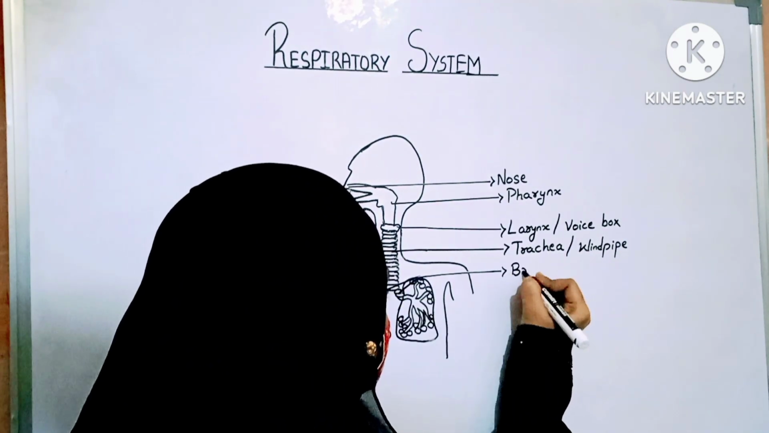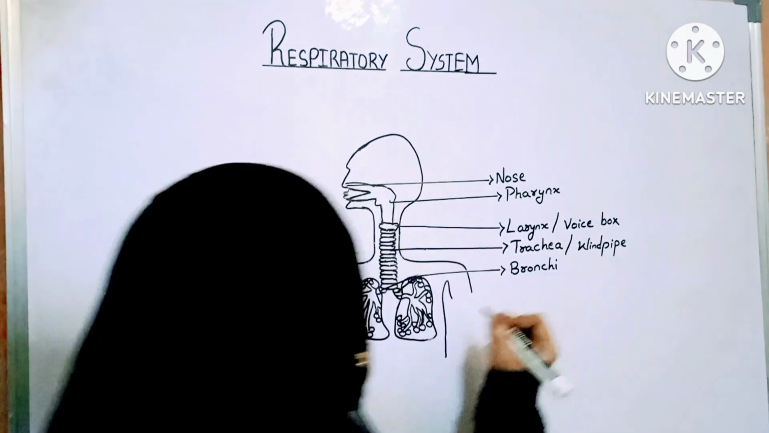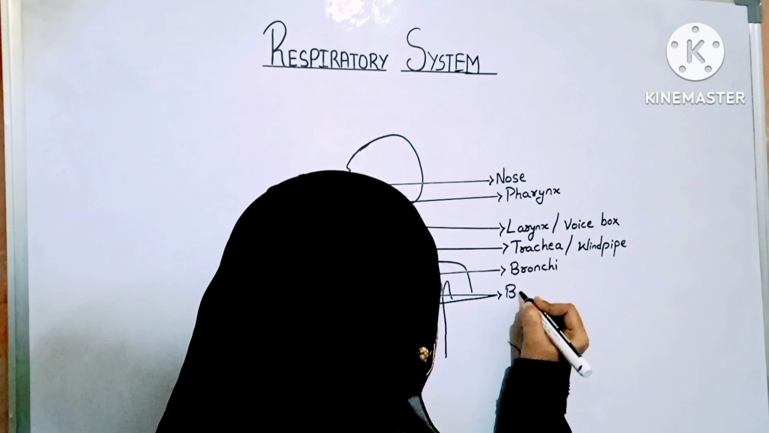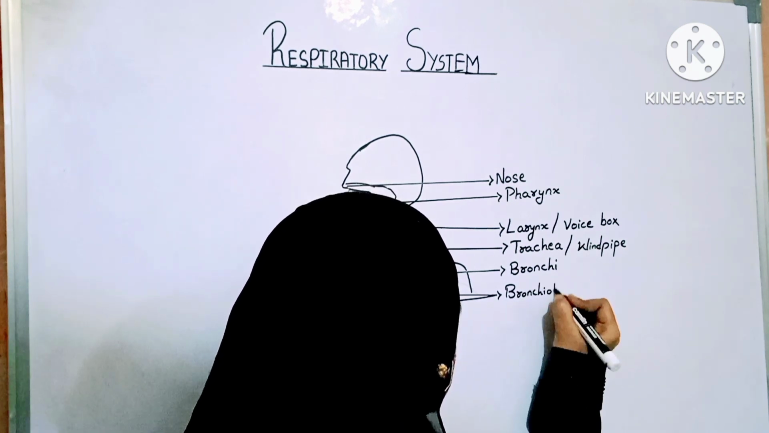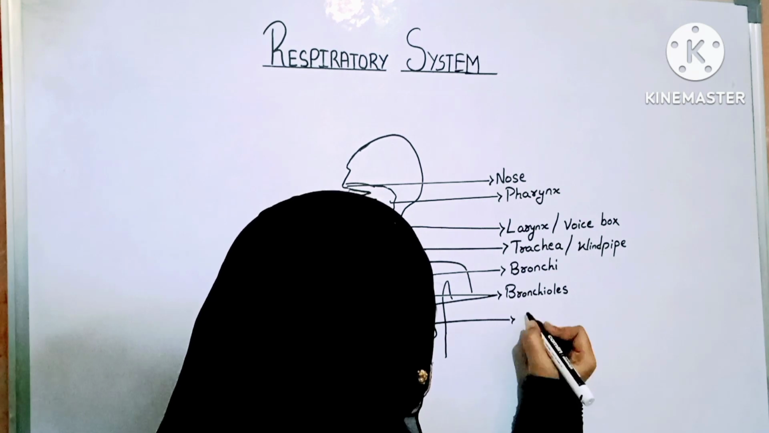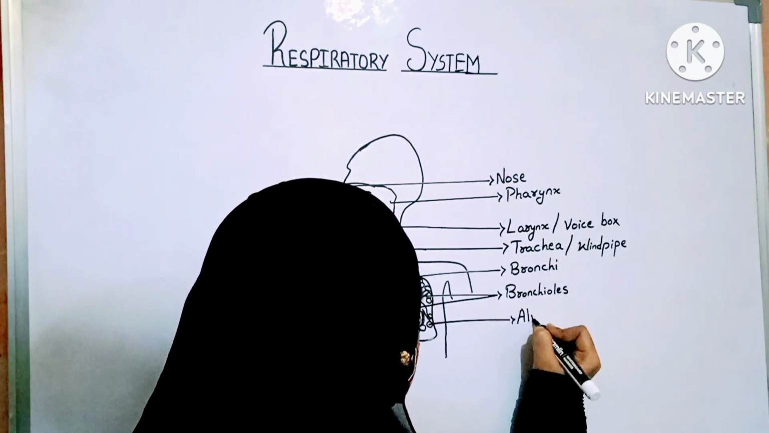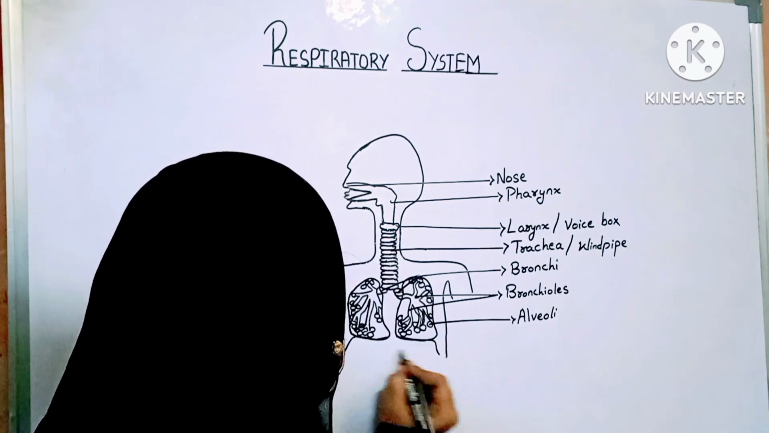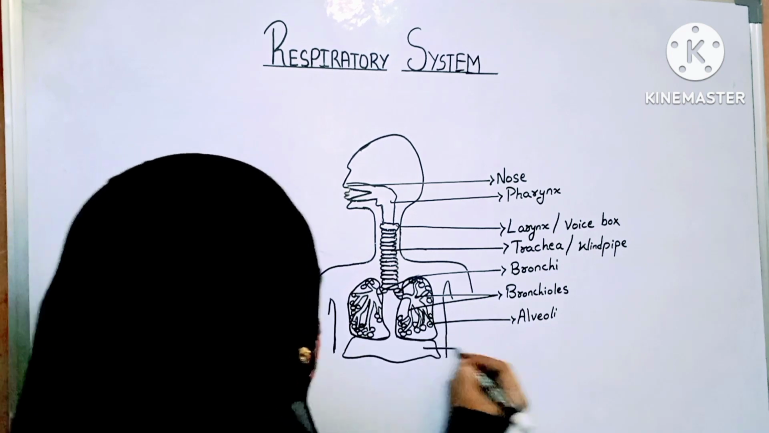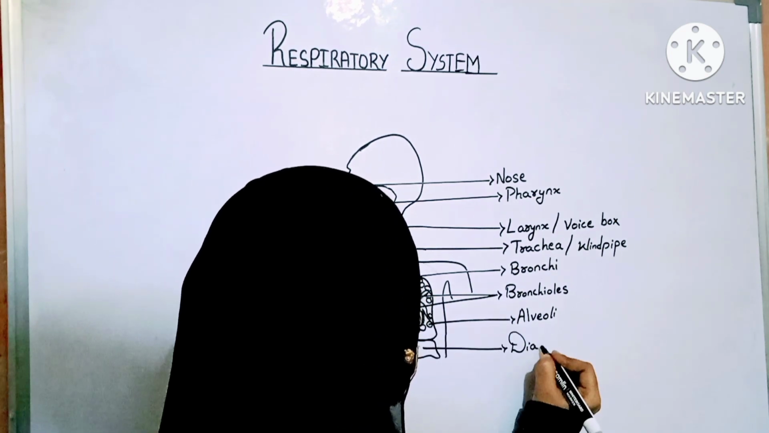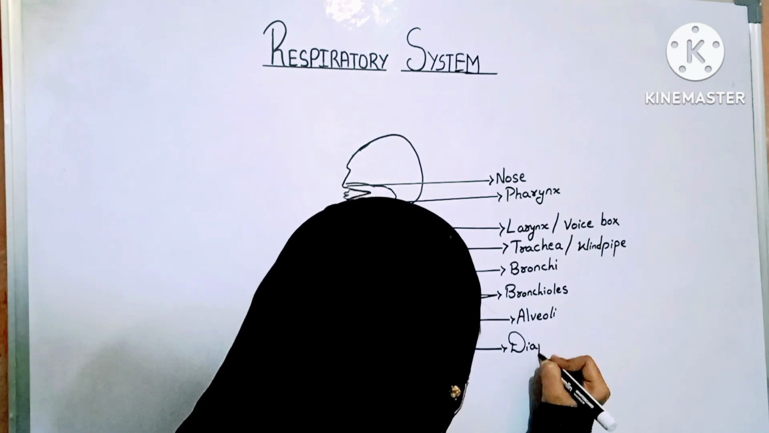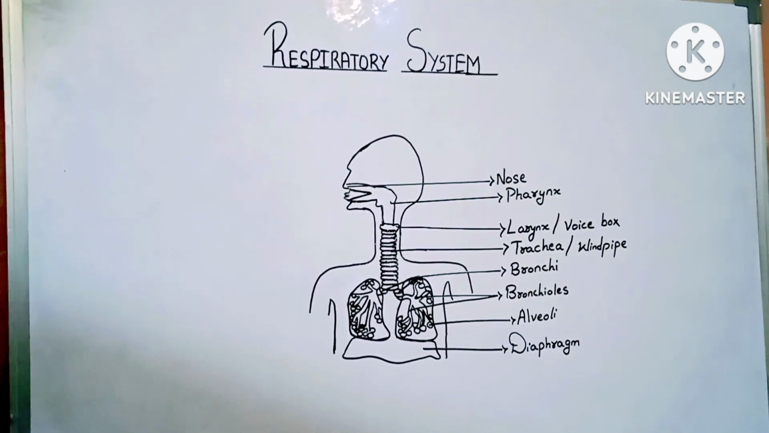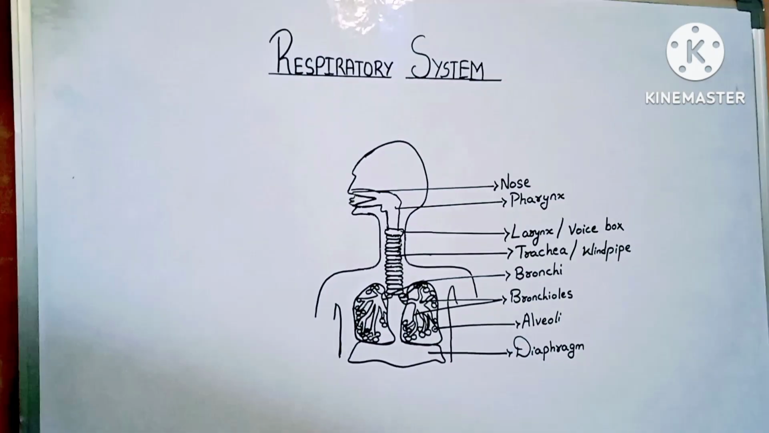Here are the bronchi. And later they are divided into two and enter into the lungs. Okay, these branches are called bronchioles. Here is an air sac known as alveoli. And here is a large muscular dome-shaped structure called the diaphragm. It is present below the lungs. It plays a very important role in the respiratory system. And this completes our respiratory system. Okay, thank you.